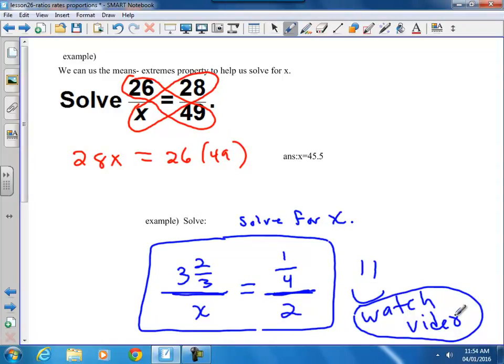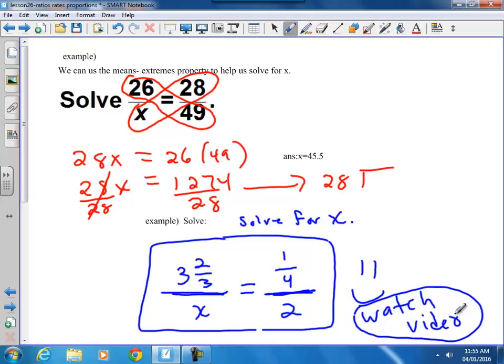For time's sake, I'm just going to give you that information, let you try that on your own, but 26 times 49 should lead us to 1274. And then right here at the end, when you're solving for x, you want to isolate x, so you're going to have to divide by 28. Like I said, in a no calculator course, you would physically have to take 28 into 1274. If it's a calculator course, you can just key in 1274 divided by 28.